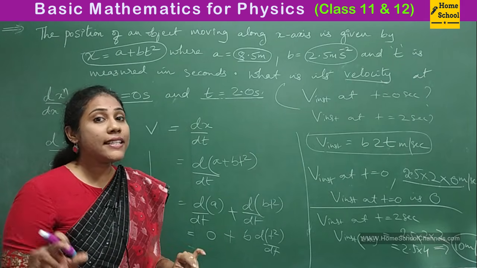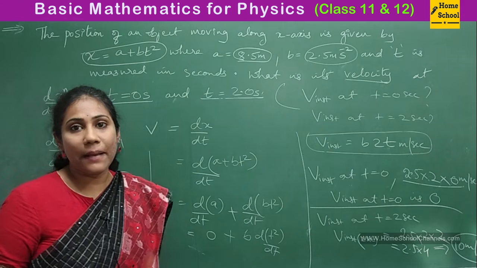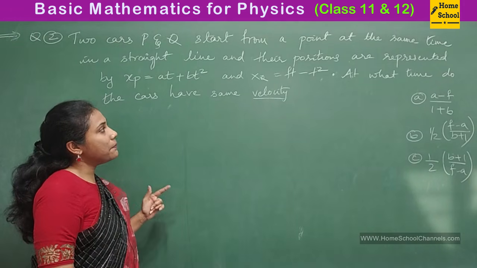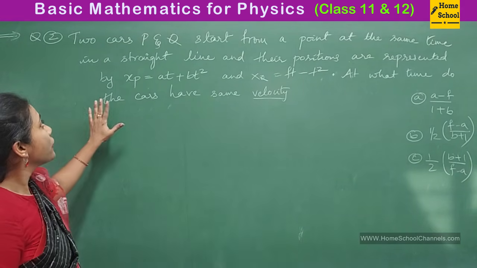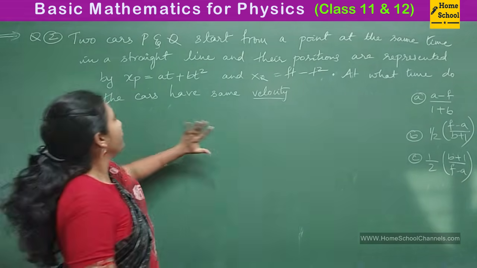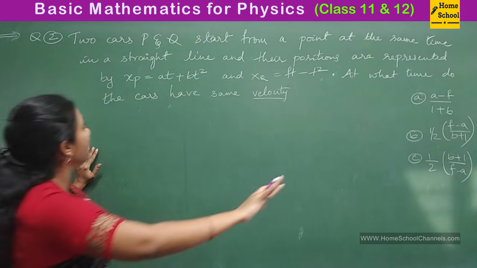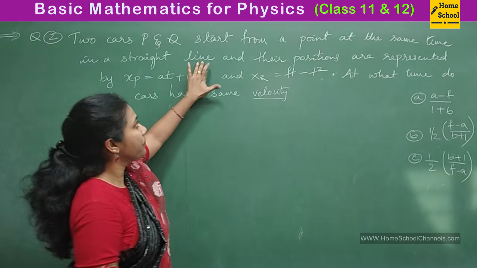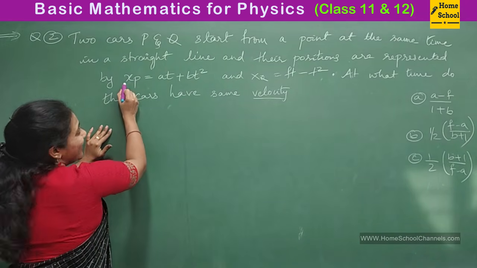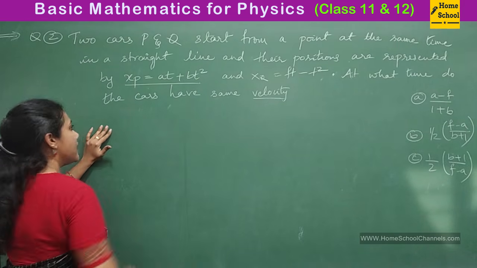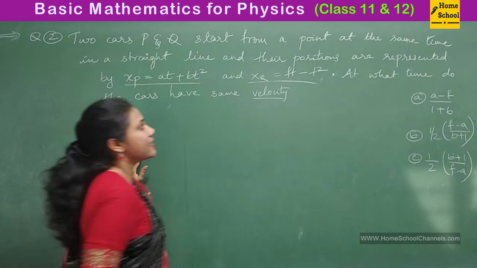Okay, now let us see one more question that was asked in a previous year competitive examination. See guys, it's a very simple question. Two cars P and Q start from the same point at the same time, and they are moving in a straight line, and their positions are represented. The position of car P is represented by this equation. The position of car Q is represented by this equation.